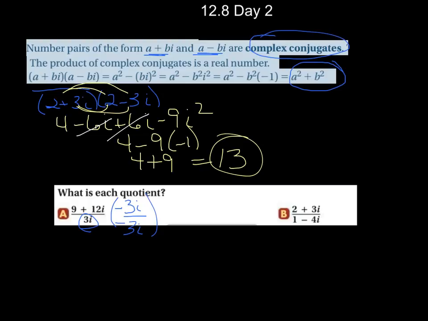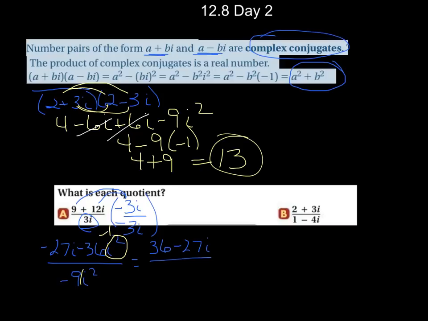So I'm going to multiply in the numerator. Negative 3i times 9 is negative 27i. Negative 3i times 12 would be negative 36i squared. And in the denominator, I would get negative 9i squared. When I start to simplify, remember this i squared is a negative 1, so negative 36 times negative 1 would give me positive 36 minus 27i, divided by this i squared, which is also just negative 1, so negative 9 times negative 1 would give me positive 9.